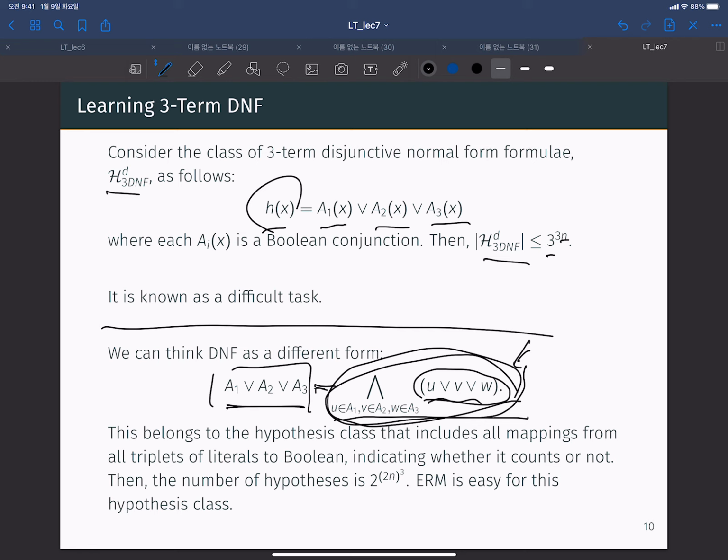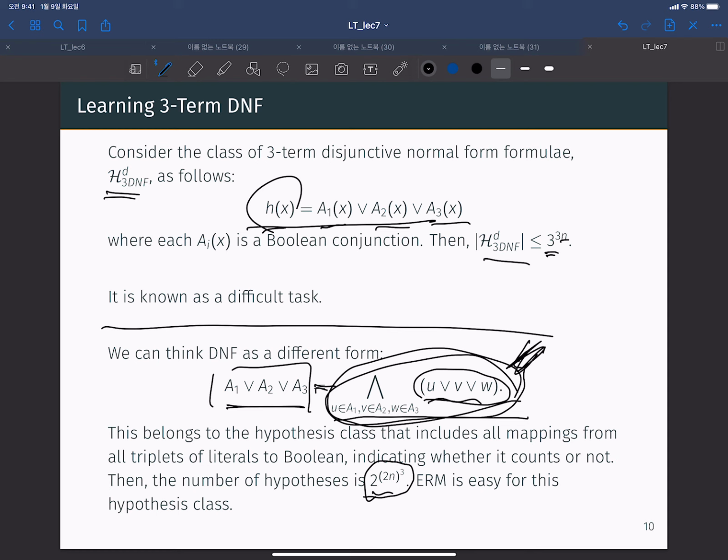So instead of using the original 3-term DNF hypothesis class, you can think of all triplets of clauses, indicating whether each is included or not. Then the number of hypotheses is 2 to the n cubed, so much bigger than 3 to the 3n, especially when n is huge. So this is a superset of this.